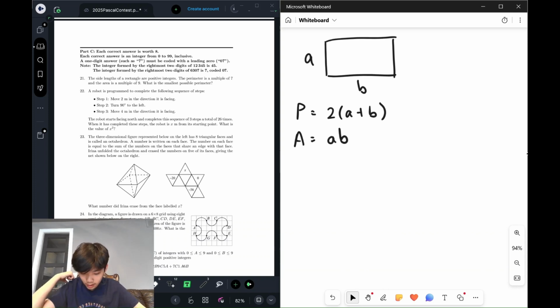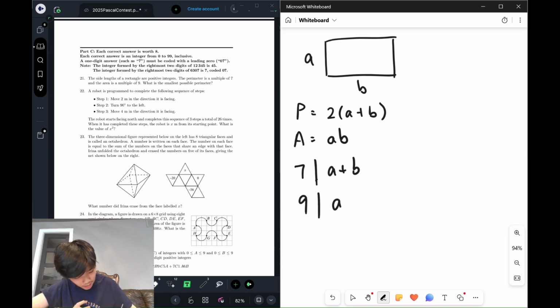So what is the smallest possible perimeter of this? Well, we know that 7 divides p, so 7 divides 2 times (a plus b). Since 2 and 7 are relatively prime, this means that 7 divides a plus b, and 9 divides ab. Now, looking at 9 divides ab, let's first look at 7 divides a plus b.